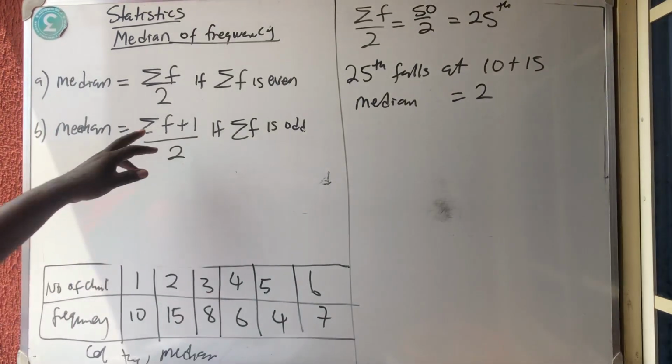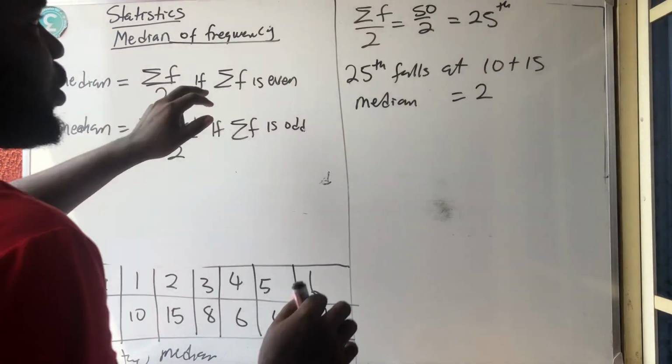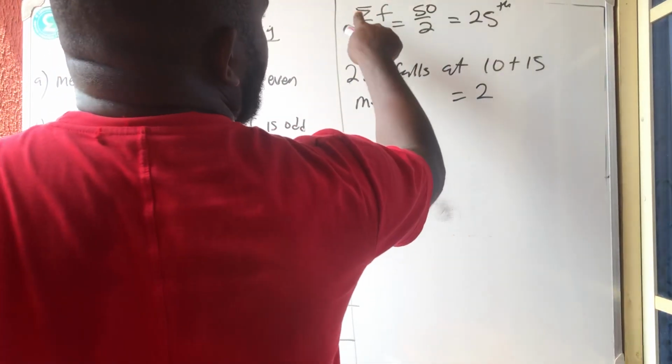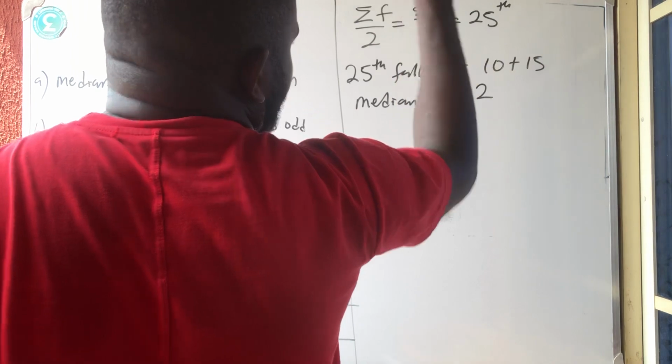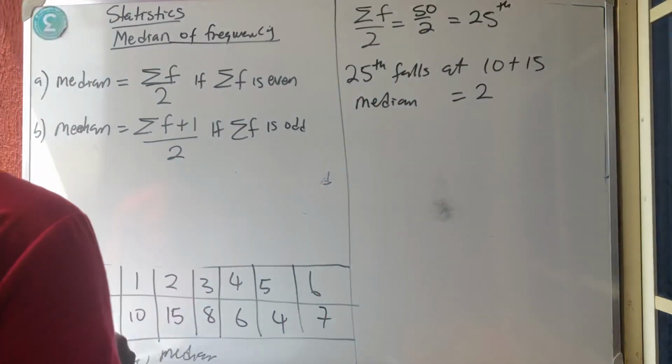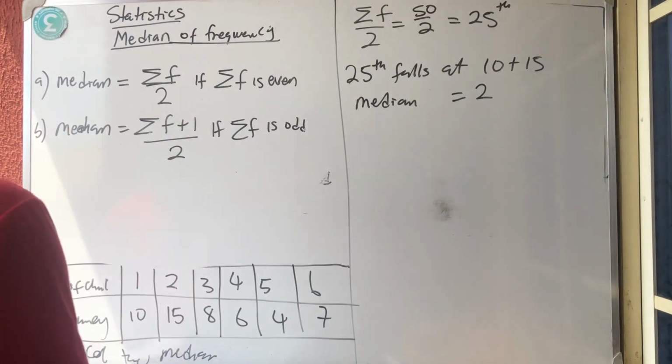Okay, and why did we use this? We used the first one because when we added, we got 50. And even if maybe we got 49 or 51, that is an odd number, we will still stay plus 1 again. Okay, but look at the next question so that I can explain this thing I just said.